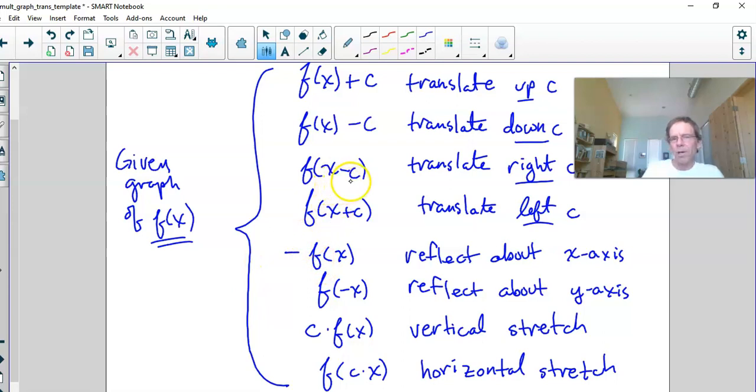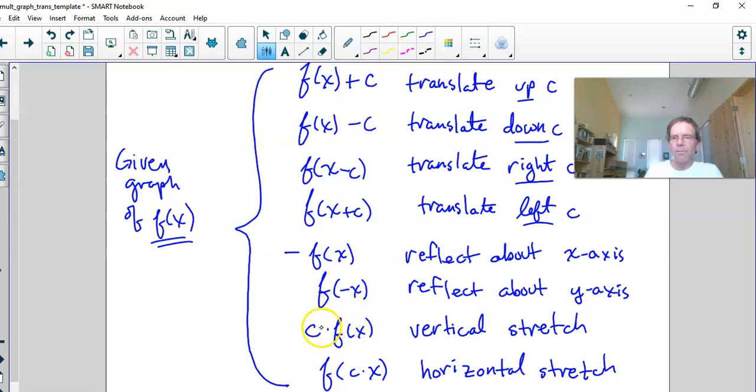A little more strange and involves function notation is if you were to substitute x minus some value c or x plus some value c into the function, what happens? Well, maybe counterintuitively, the minus means that the graph's going to move to the right by an amount c. If it's adding, it's going to move to the left. If there's a minus sign outside the function, that's going to reflect the graph about the x-axis. And if the minus sign is inside the function, it's going to reflect about the y-axis.